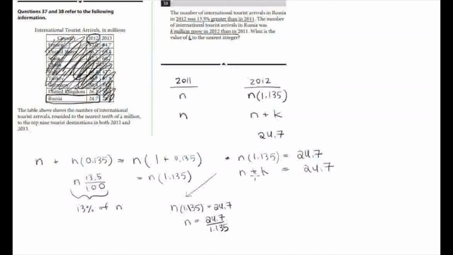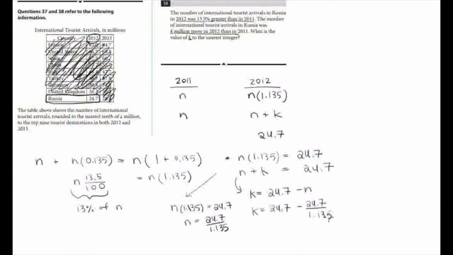And now we're going to solve for k. So first thing, I'm going to use this equation to isolate k. I'm going to say k is equal to 24.7 minus n, just subtracting n from both sides here. Now I'm going to plug the n that we found into this. So k is 24.7 minus 24.7 divided by 1.135.